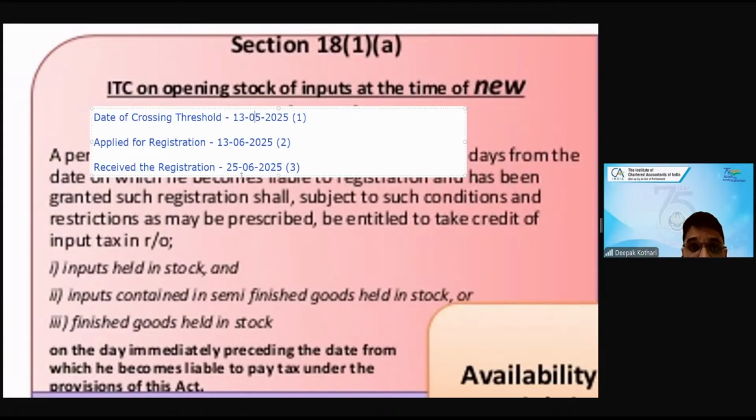Since it ends on 12th of June, when he applied on the 13th of June, he was one day late, just one day. No grace marks. So no grace marks, no grace days. If he applies after 30 days, he will not get credit. So he applied on the 13th June, so he will not get the credit of the stock.